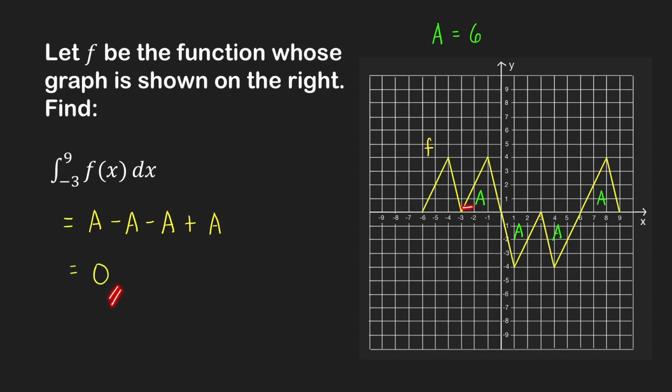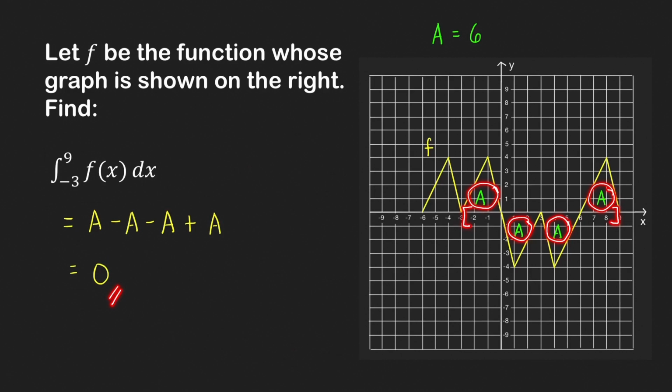And how do we get this 0? Again, if we look at this interval of x values, the area of this region is A, and then minus the area of this triangle, and then minus the area of this triangle because this triangle is below the x-axis, and then plus the area of this triangle, which is above the x-axis.